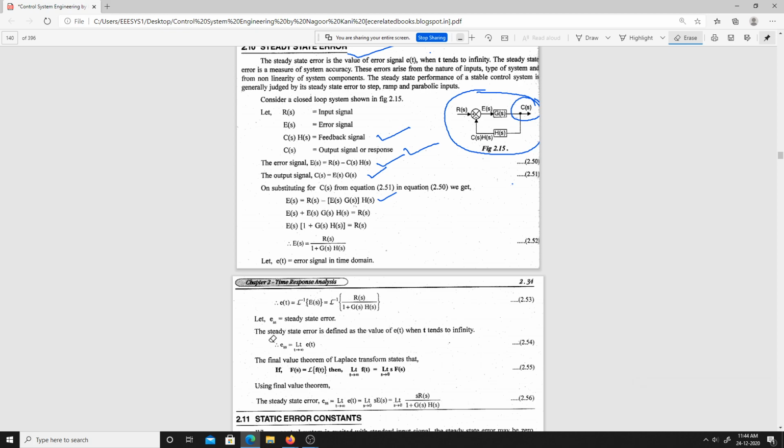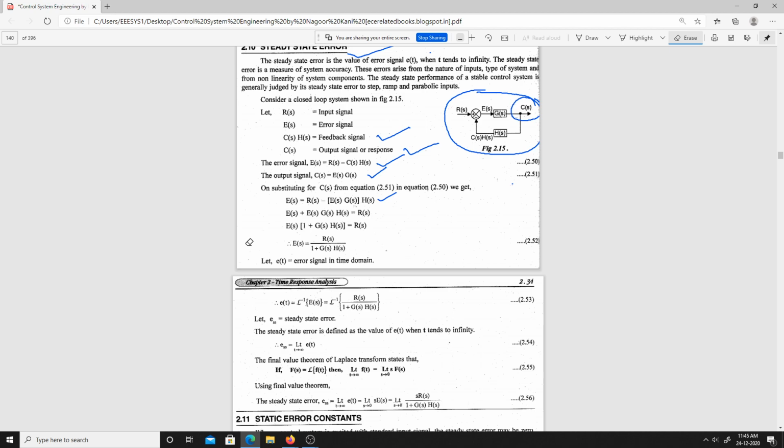Now the steady state error is defined as the value of E of t when t tends to infinity. Already we have discussed this. So by taking the inverse Laplace transform of E of s, we got E of t. Now what we require to find out is ESS, that is the steady state error.